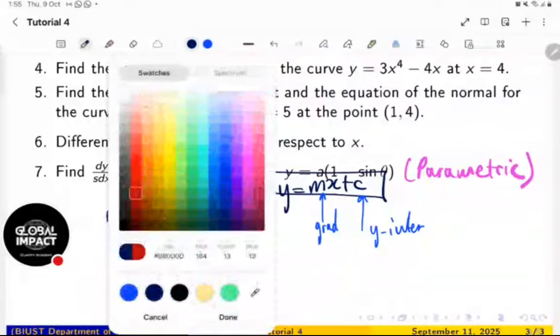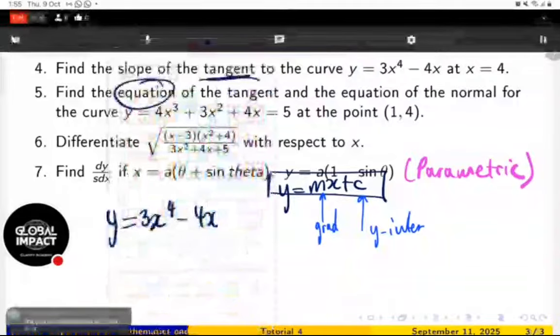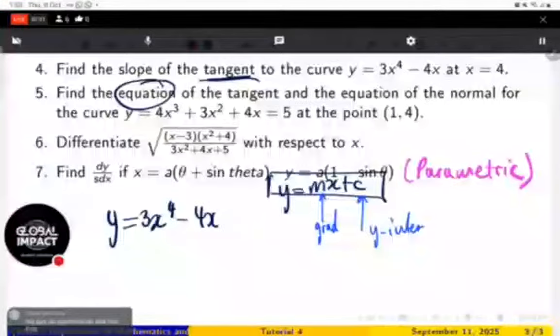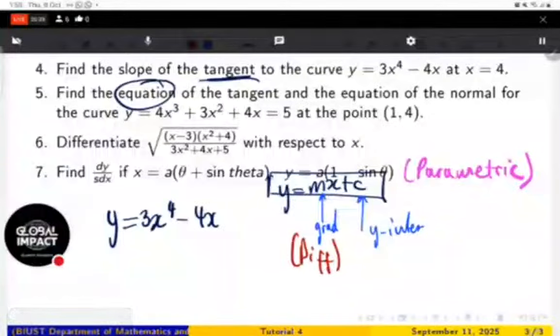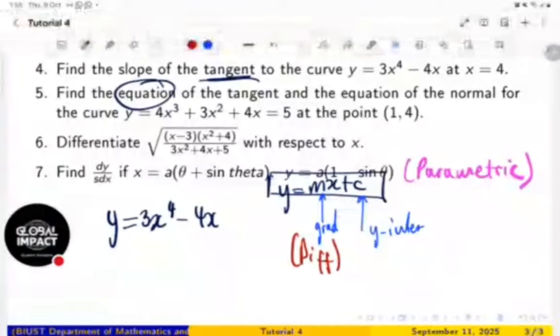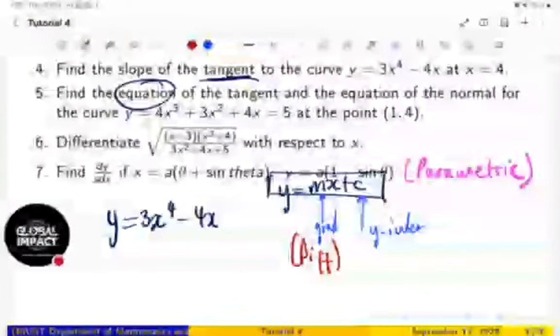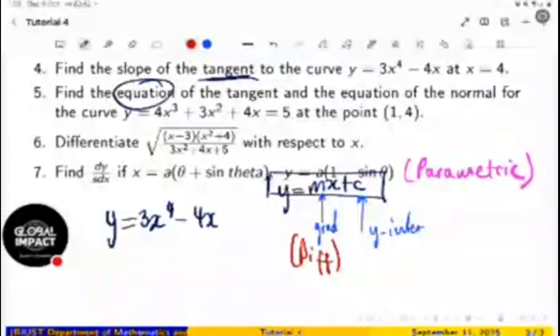Look at this, what happens. The gradient, you can only find it by differentiation. You need the gradient and you need the y-intercept. The y-intercept, you find it using the point. So it's easy to make the equation of the tangent. You only need m. And m, you find it by differentiating and putting the point.